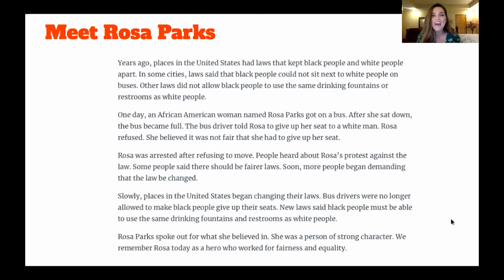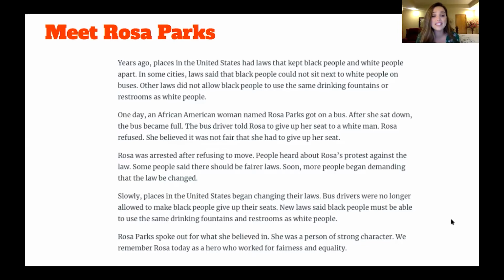One day, an African American woman named Rosa Parks got on a bus. After she sat down, the bus became full. The bus driver told Rosa to give up her seat to a white man. Rosa refused. She believed it was not fair she had to give up her seat.